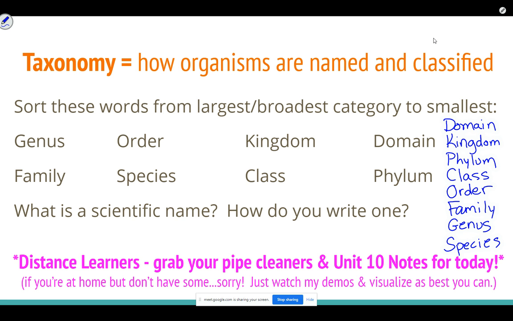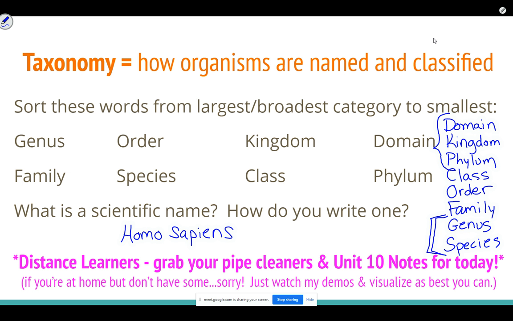The ones that you hear about the most frequently are the largest and the smallest. We talk a lot about domains, kingdoms, and phyla, which is the plural of phylum, when we classify and organize living things. But you also hear a lot about genus and species, because whenever you see the scientific name of an organism, you're looking at its genus and species. So, for example, the scientific name of human beings, Homo sapiens. Homo is the genus to which human beings belong.